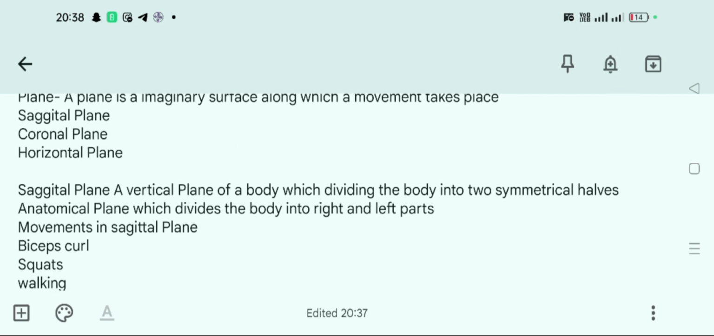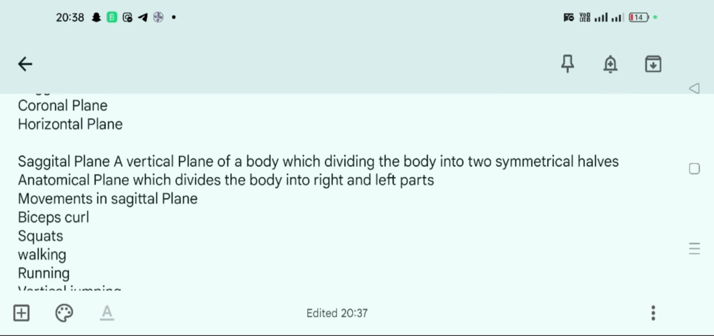What is the sagittal plane? The sagittal plane is a vertical plane of the body which divides the body into two symmetrical halves, either the left and right part.